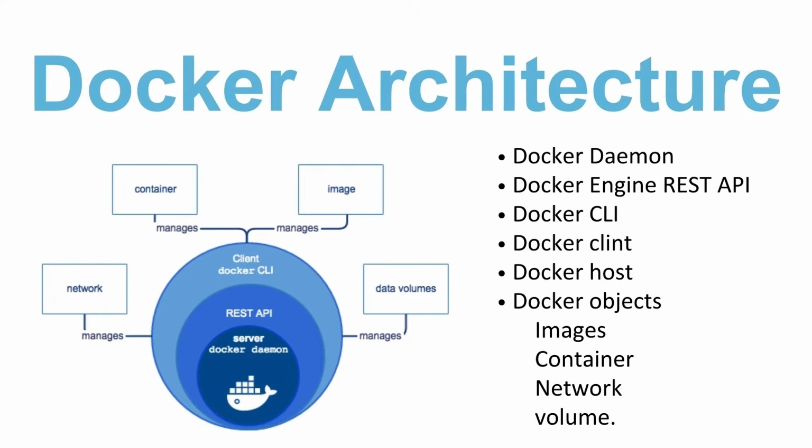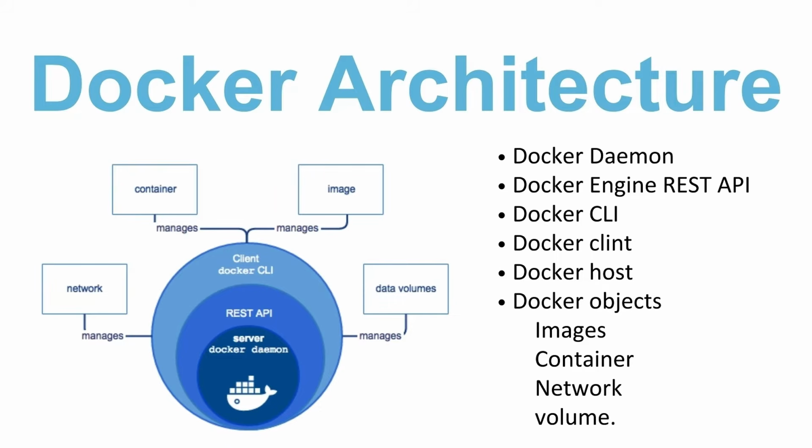This diagram shows how Docker works using a simple client server model. The Docker client, or CLI, is where we type commands like docker run or docker build. These commands go through the Docker Engine REST API to the Docker daemon, which runs in the background on the Docker host. The Docker daemon does all the main work. It builds images, runs containers, manages networks, and handles storage.